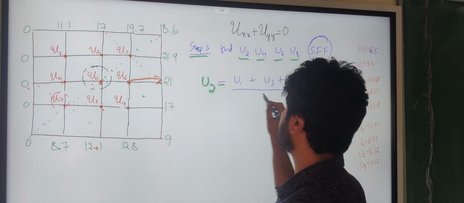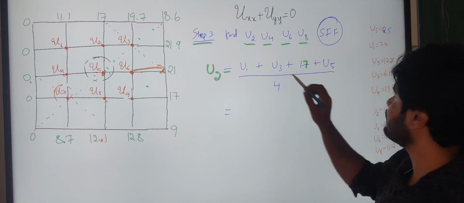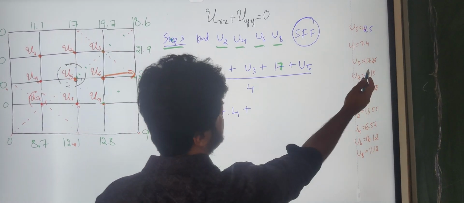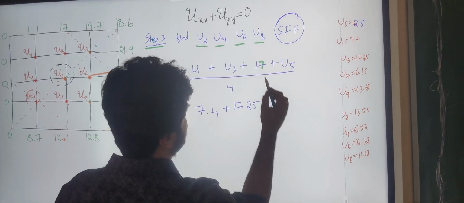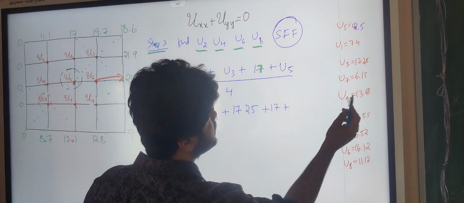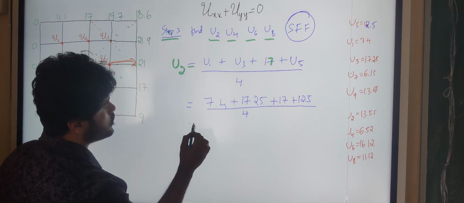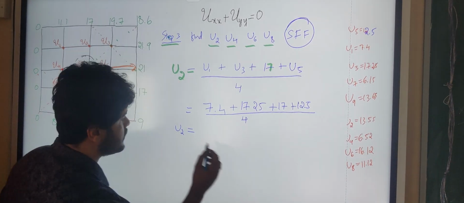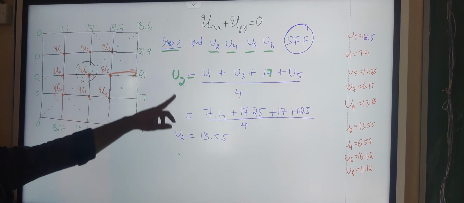So now I have to substitute the corresponding values, which I have identified in step 2. So u1 value is 7.4 and u3 value is 17.25. And here it is 17 plus u5 and u5 value is 12.5. So this should be divided by 4. So I will get the value of u2. And u2 value is here, already I have written that. So that is 13.55. So like this I have to find the value of u2.